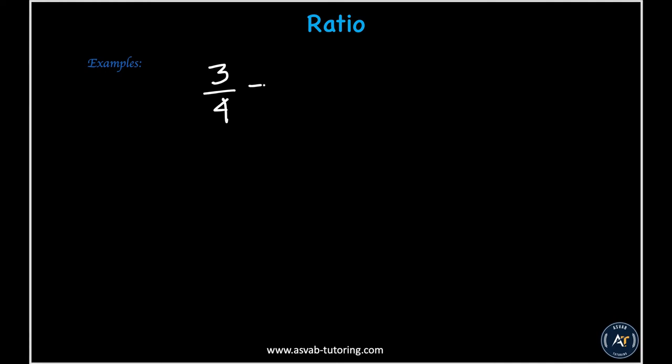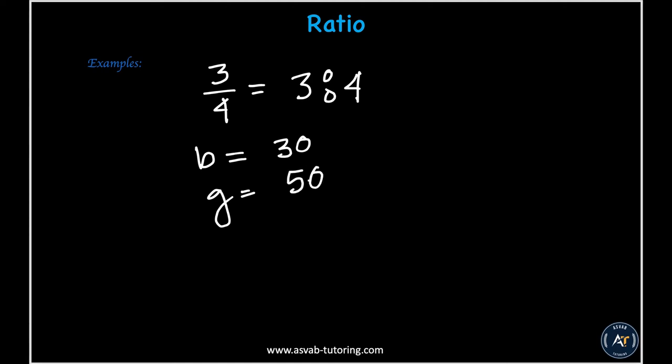3/4. So 3/4, that is comparing one number to another. So you could write this as a ratio, 3:4. Let me give a real example. Say in a class, boy equal to 30, girl equal to 50. So what is boy ratio girl in that class?